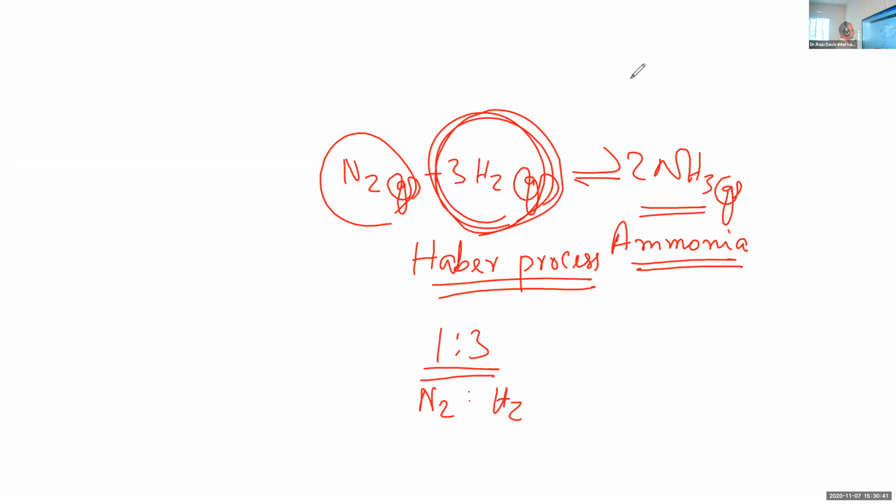In the Haber process, we make use of a higher proportion of hydrogen to get a better yield of ammonia. So, in general, when the concentration of the reactant increases, the forward reaction increases and more products will be formed. When the concentration of the reactant is decreased, the backward reaction increases.